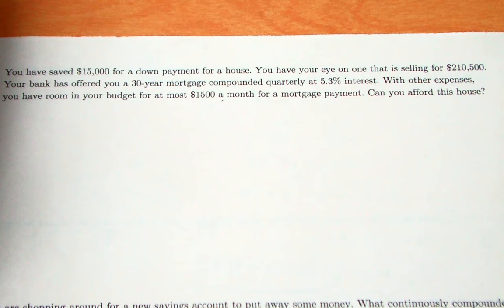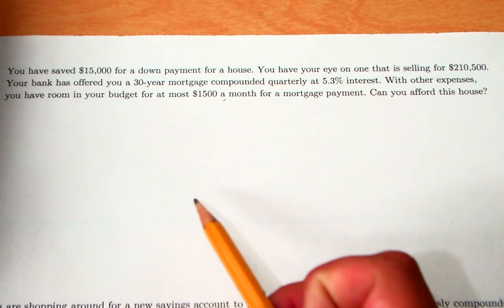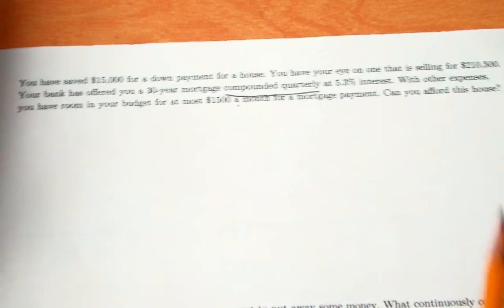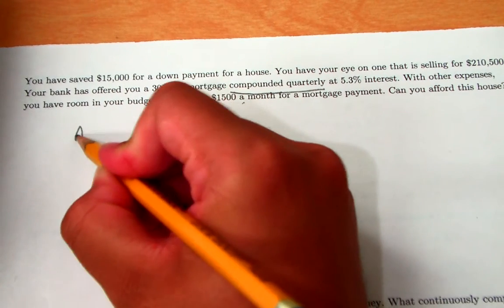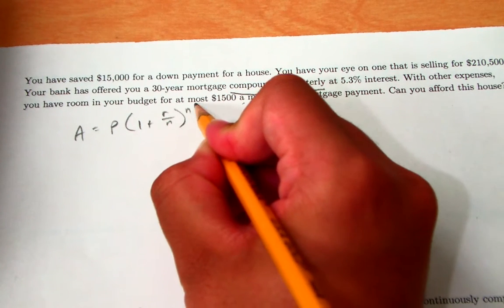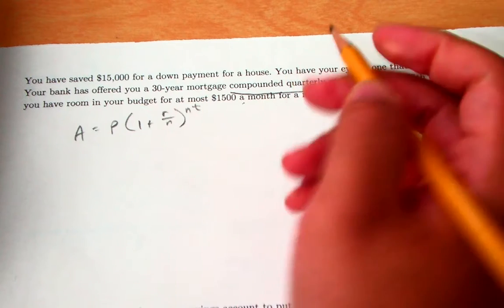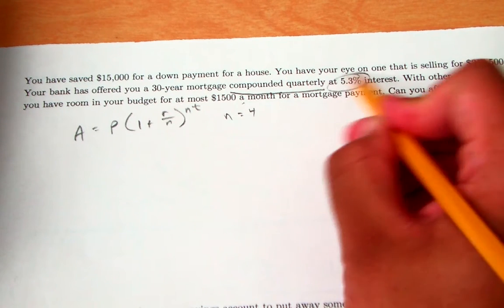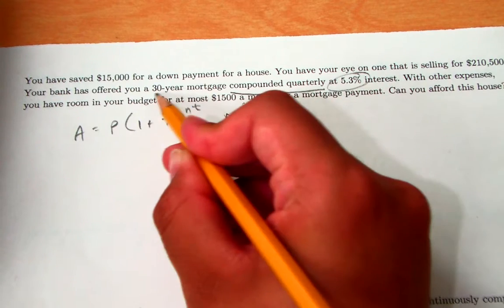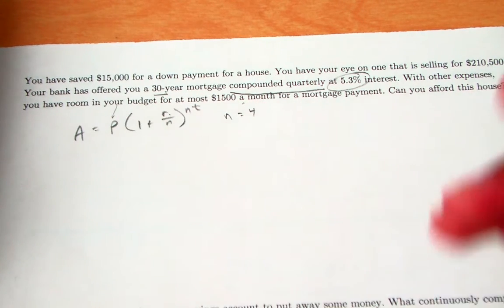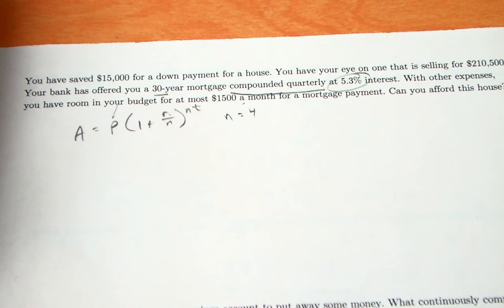So a lot to take in there. Let's try to figure out what formula we're going to use. Based on this phrase here, quarterly compounded suggests that we're going to use the following formula, the compound interest formula, where n is 4. We're given a rate, so we have that. We're given a time, which is 30 years. And what we don't have is the principal, how much we're actually going to borrow. So let's think about that.